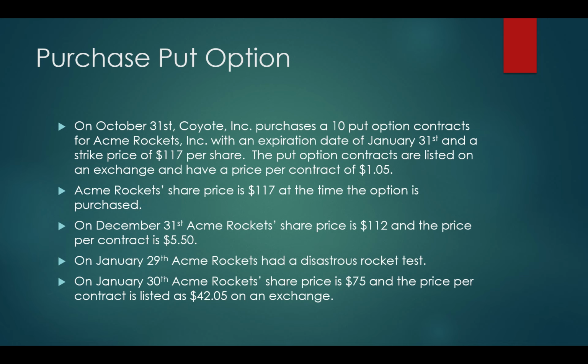On December 31st, Acme Rocket share price has fallen to $112, and the price of the put option is $5.50 per contract. We got this information from looking at an options chain for Acme Rockets. On January 29th, Acme Rockets had a disastrous rocket test, causing the share price to drop. On January 30th, Acme Rocket share price is $75, and the price for Coyote's put options is $42.05 per contract, as listed on an exchange.